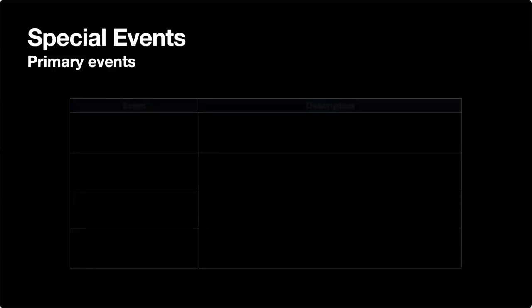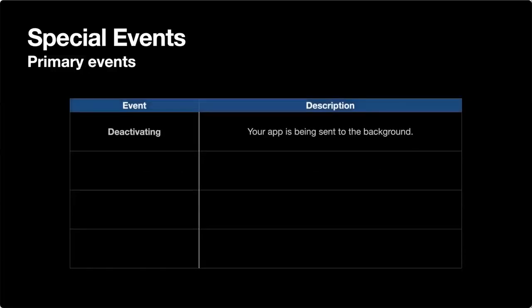Now, there are also some events that are either unique to mobile or just operate a little bit differently in mobile. Let's talk about the primary ones. First of all is the deactivating event. This means that your app is being sent to the background, much like the deactivated event in a desktop app. The app is still running, but it's in the background.